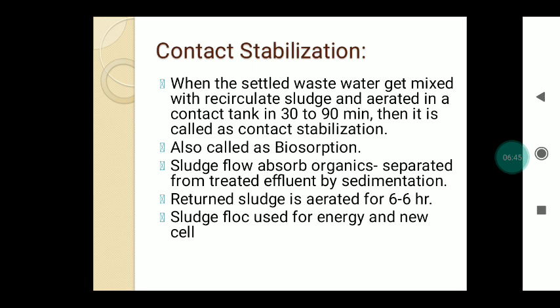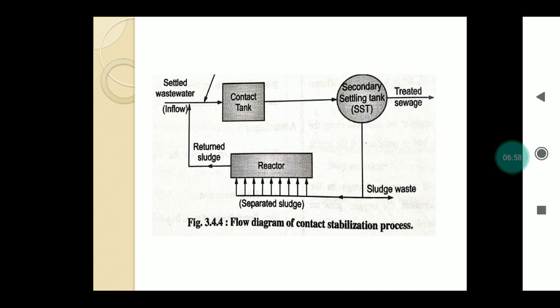This return sludge is again aerated for 3 to 6 hours, and this sludge bulk is used for energy and for generating new cells. That is the contact stabilization. The diagram shows the actual construction of contact stabilization, in which treated effluent comes from the secondary settling tank and some sludge is again added into the reactor, passed through the contact tank and aerated again. This is the construction of the contact stabilization process.